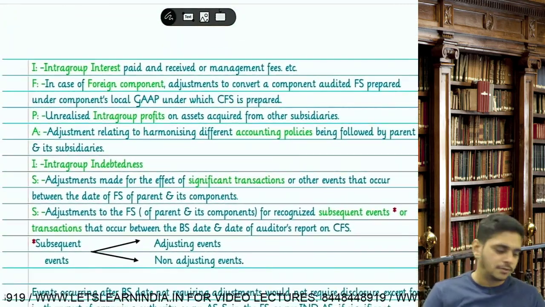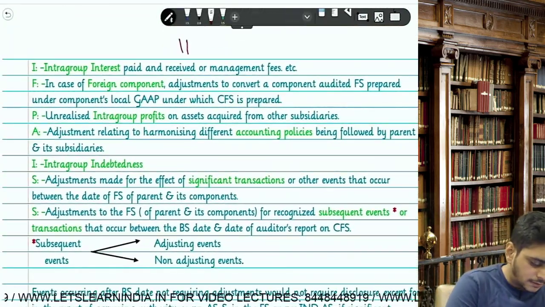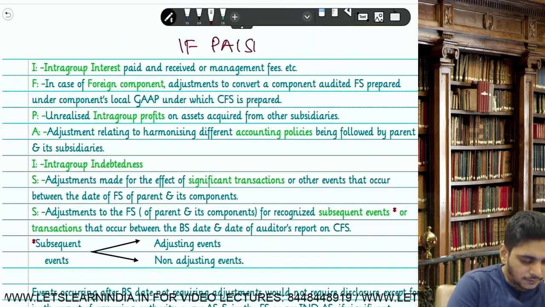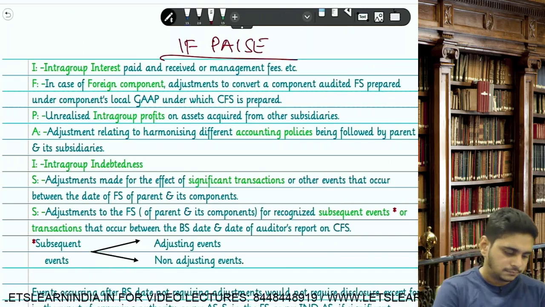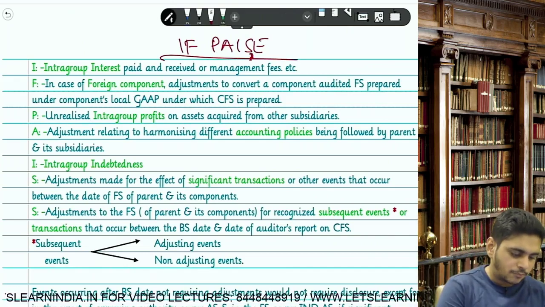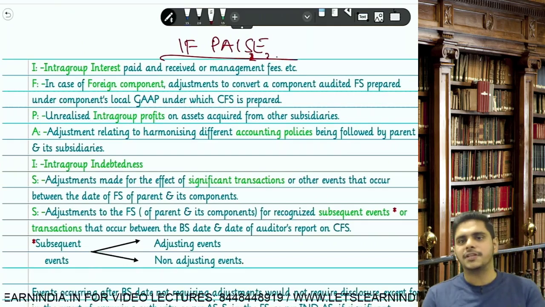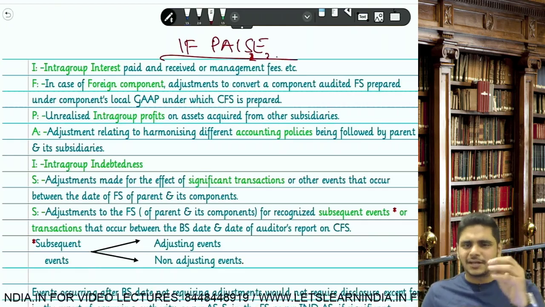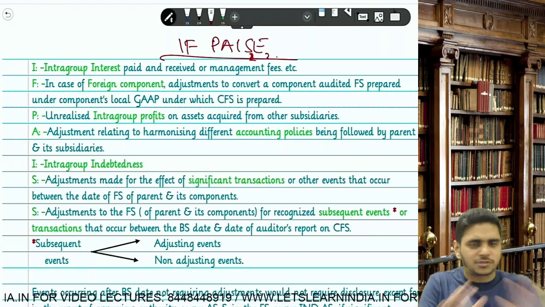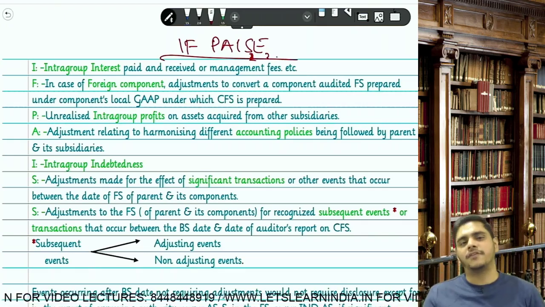Sir, what is the code? Guys, the code is IF PAISE. In S there are 2 points, in E also there are 2 points. Just remember your FR content, you will get it very easily. Here there is no illustration, there is no sum, it's pure theory. What you have to verify? I.